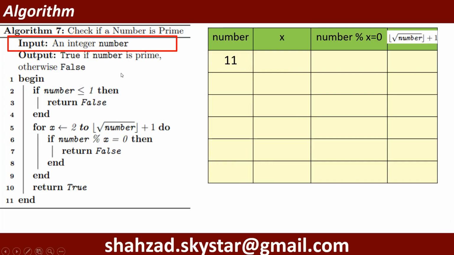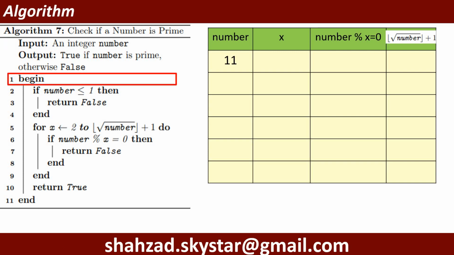Okay, now see here, I have written an algorithm. This is algorithm 7. First of all, they will start with an input number. Suppose I have entered 11. Then it will move to the begin, and what will be the output? Output will be true if number is prime. Otherwise, it will return false directly.